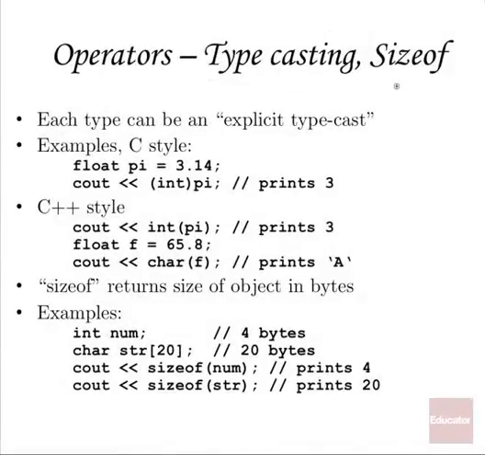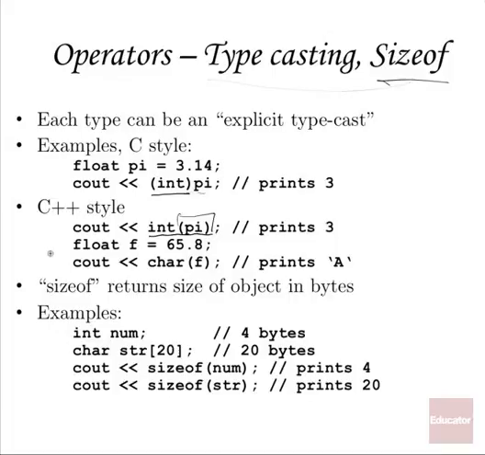You can do some typecasting and sizeof as an operator. Each type can have an explicit typecast. So the C style is to put the type inside parentheses in front of the item to be typecast. So we take pi, which we set to 3.14 as a floating point number, and we're casting it into an integer. So we only want the 3 part. In C++ style, you can use that, or you can say int, like a function call, and put the expression to be cast in parentheses, and we get the same results.